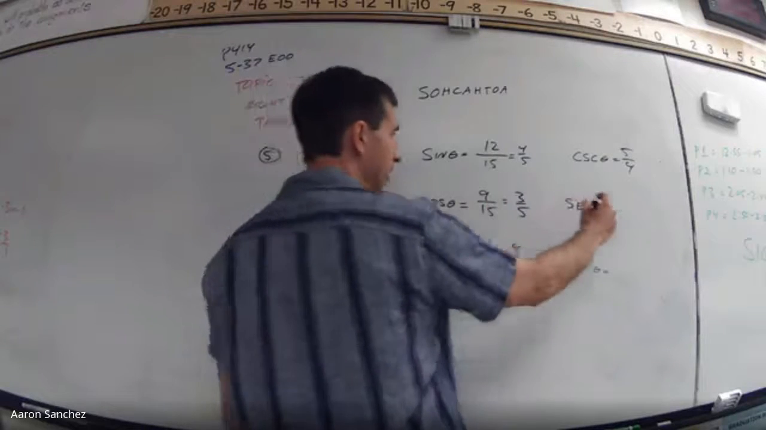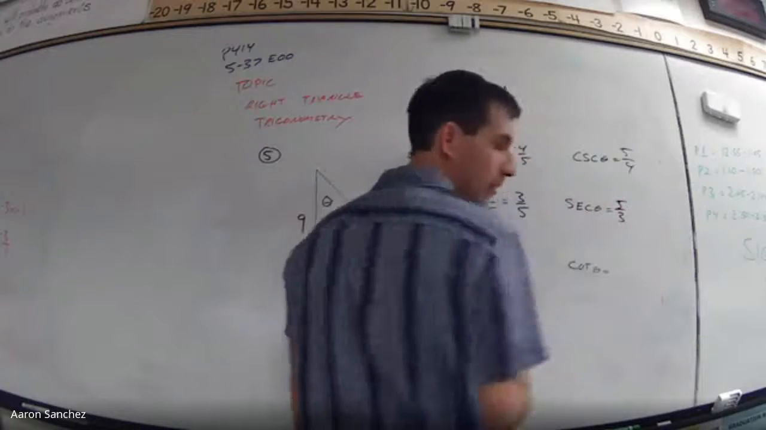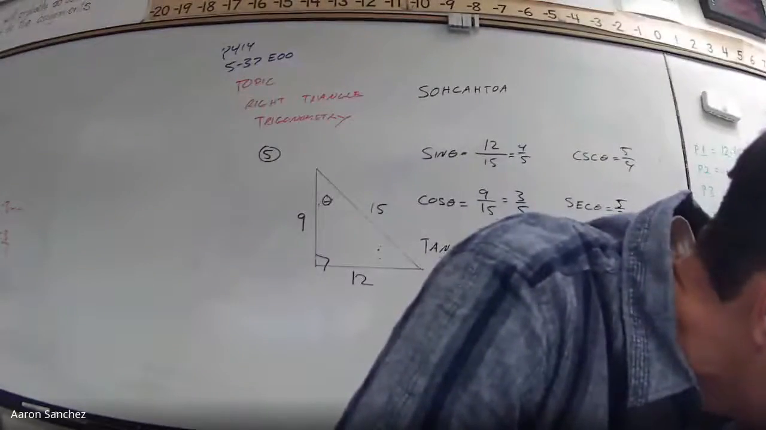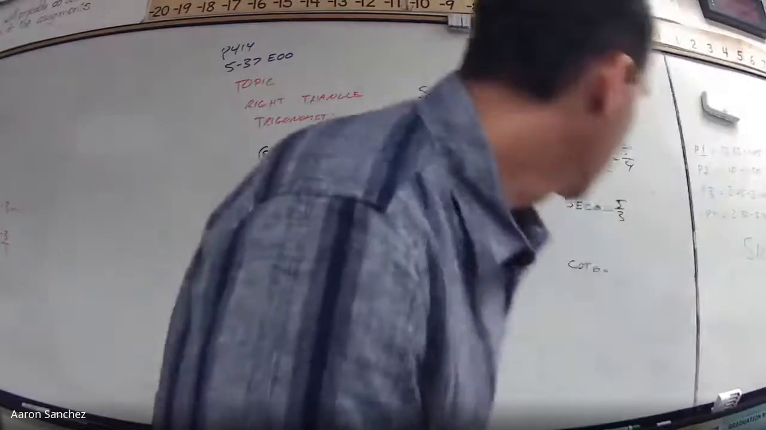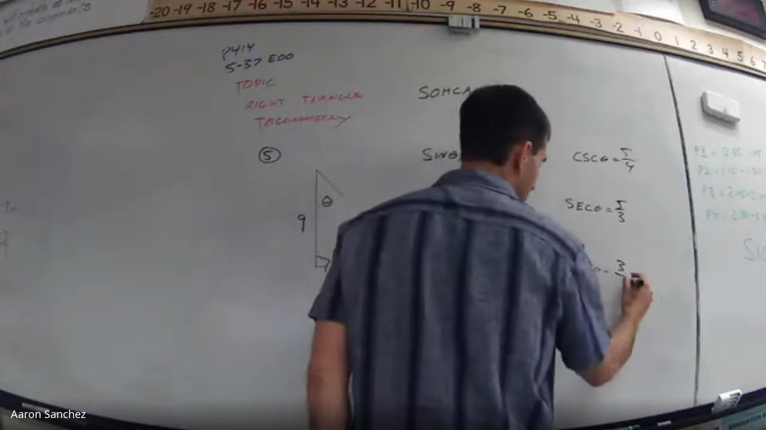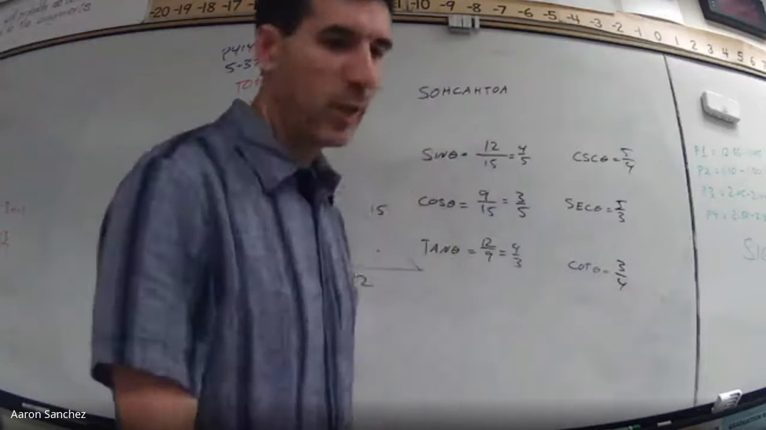Okay, Linda, what's the secant of theta? 15 over 9. Okay, let's reduce. Can I use this one? 5 over 3. You're right. We just didn't reduce. Right, Linda? You good? Okay, cool. Thomas, what's my cotangent? Give me reduced. 3/4. There you go. That's it. All right, can I move on?